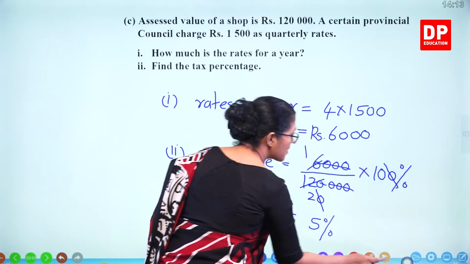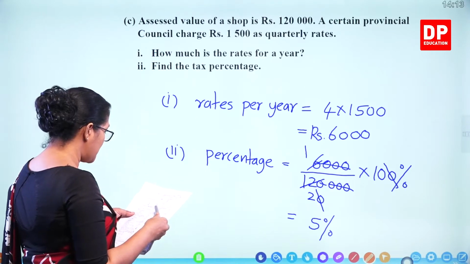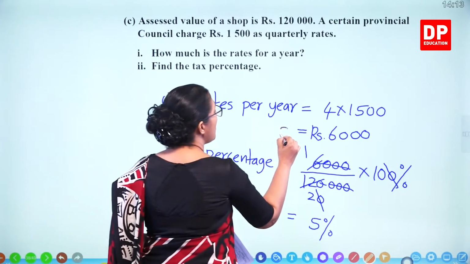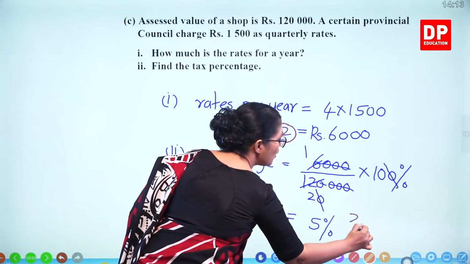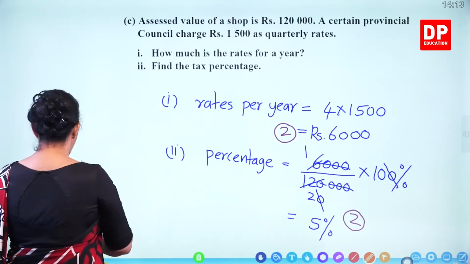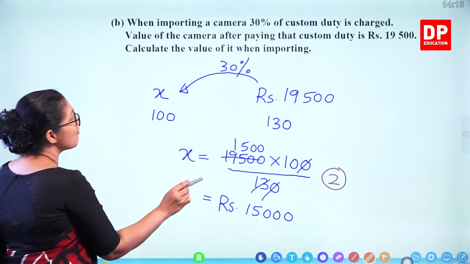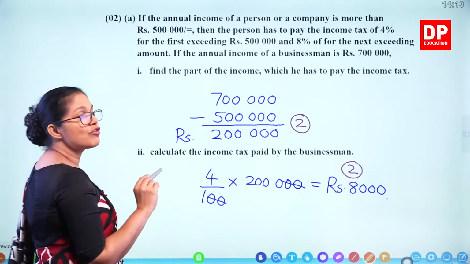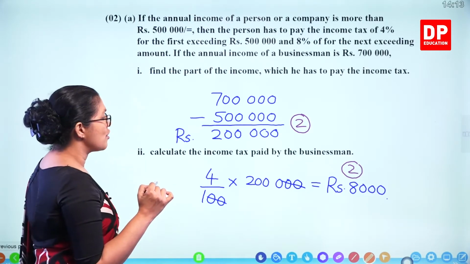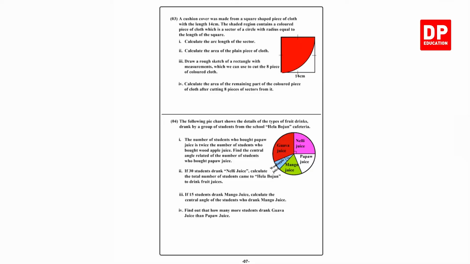So how many marks for these 2 steps? Again 2 marks for this step and 2 marks for this. So 2, 2, 4, 5, 6, 7, 8, 9, 10. So 10 marks for the question number 2. Now you can try question number 3 and 4.